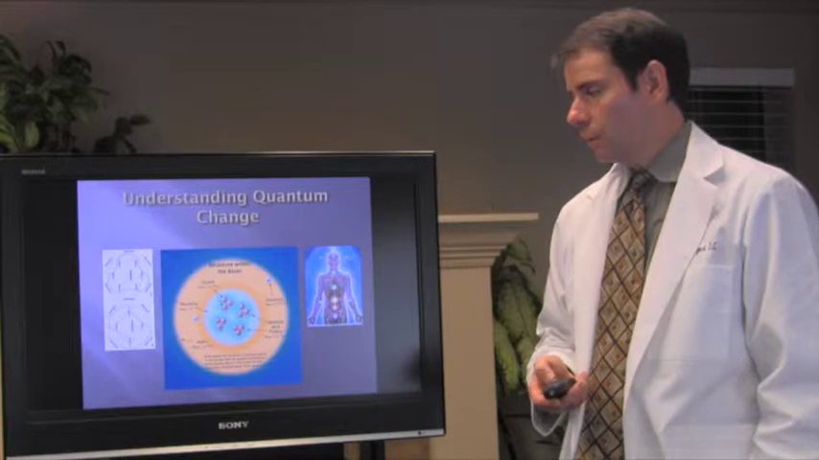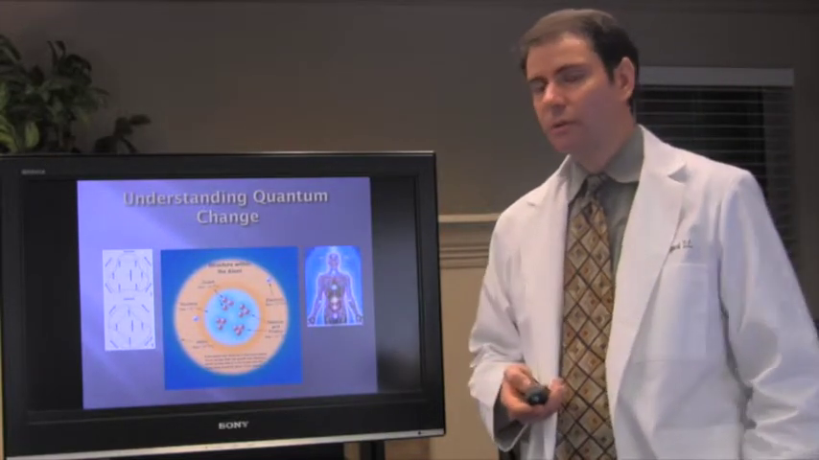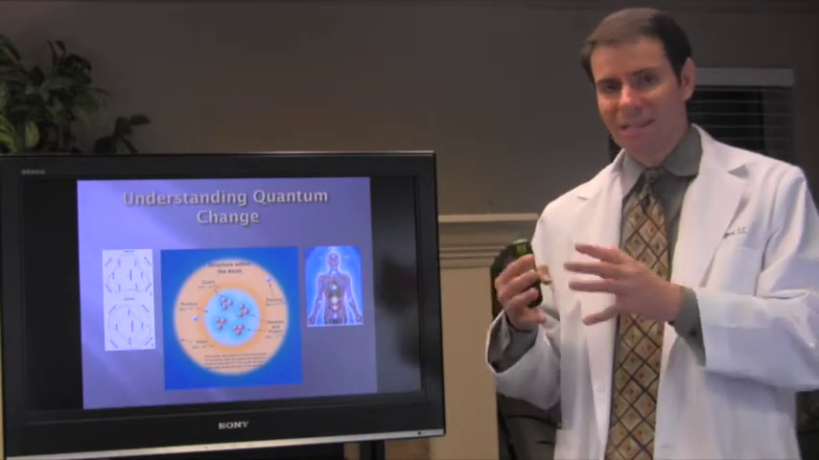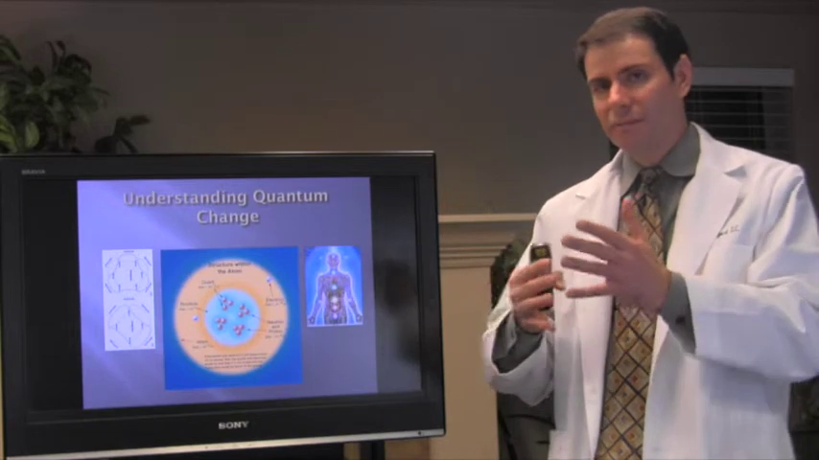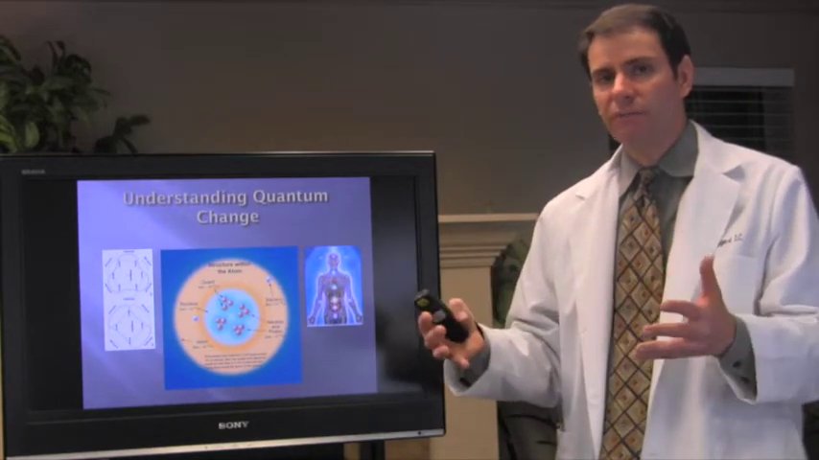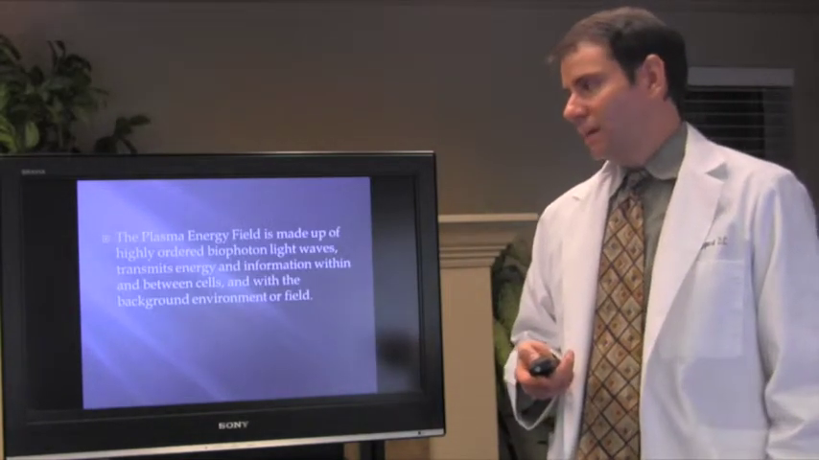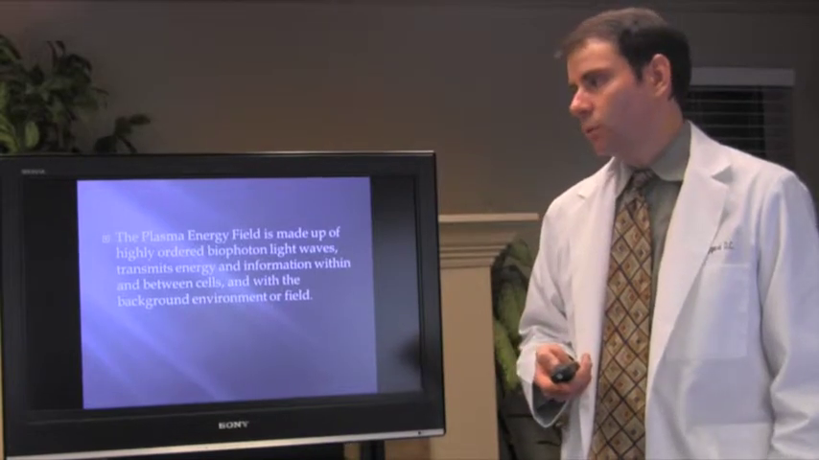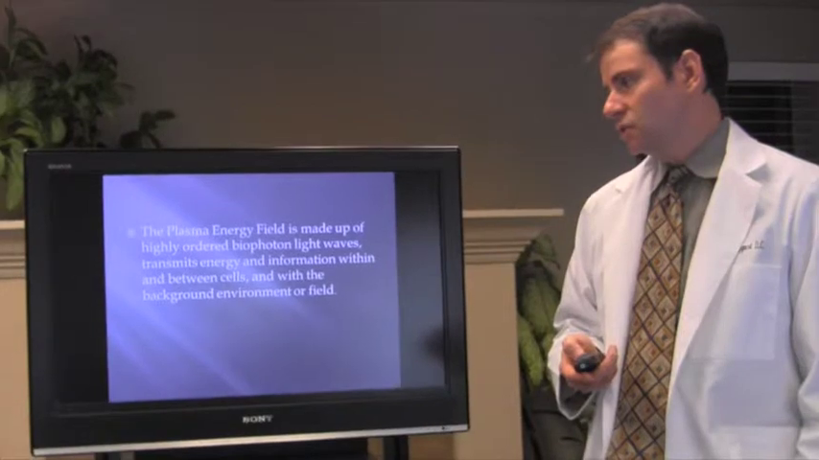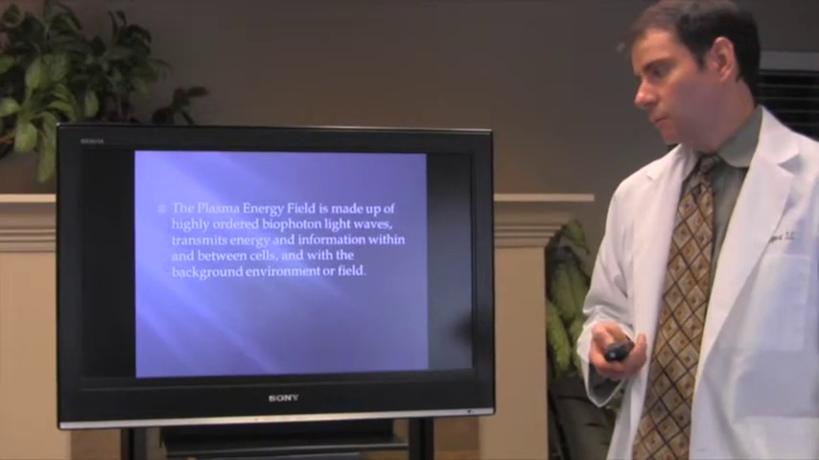So if you remember back when you took maybe high school or junior high physics, or you learned about the cells, physical science, you learned that the atoms are moving around. The nucleus isn't in a certain position. It's like all over the place. There's vibration. So this vibration of the cells creates a vibrational field in the body. This is also called the plasma energy field, and it's made up of highly ordered biophotons that transmit energy and information within and between the cells and with the background environment or field.